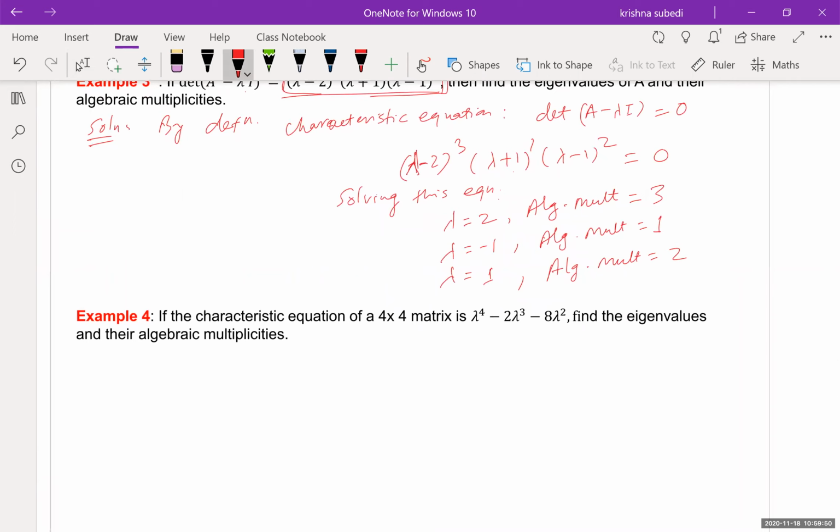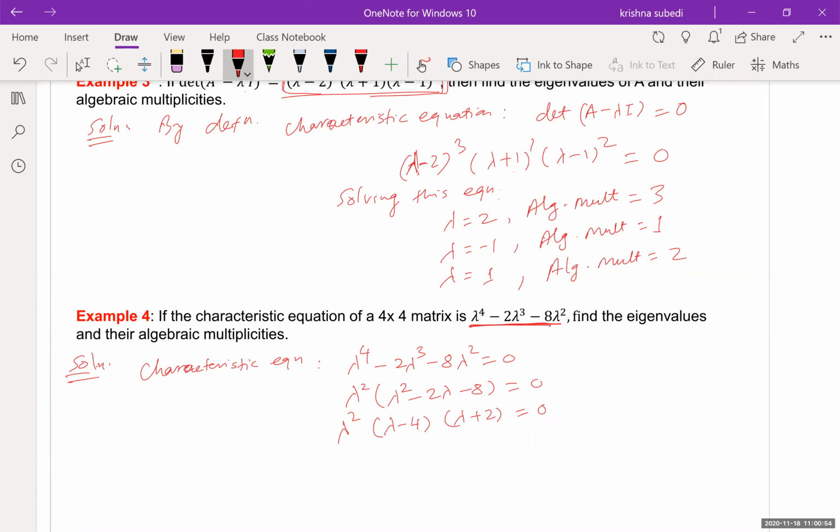Now let's look at example 4. If the characteristic polynomial of a 4 by 4 matrix is given by lambda power 4 minus 2 lambda cubed minus 8 lambda squared, find the eigenvalues and their algebraic multiplicities. So the characteristic polynomial is given. By definition, the characteristic equation is lambda power 4 minus 2 lambda cubed minus 8 lambda squared equal to 0. So lambda squared is common, leaving lambda squared minus 2 lambda minus 8 equal to 0. So we'll have lambda squared, and if you factor them out, you get (lambda minus 4)(lambda plus 2) equal to 0.